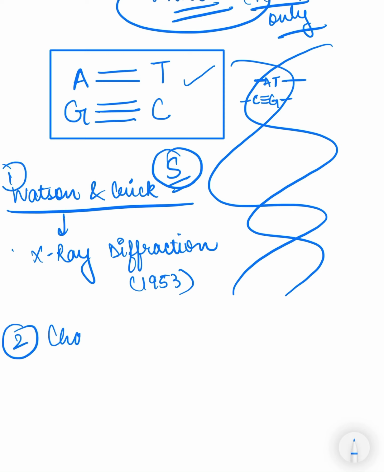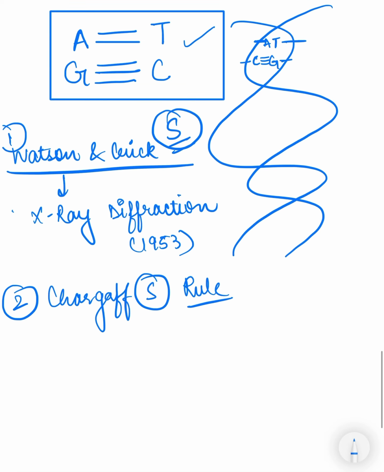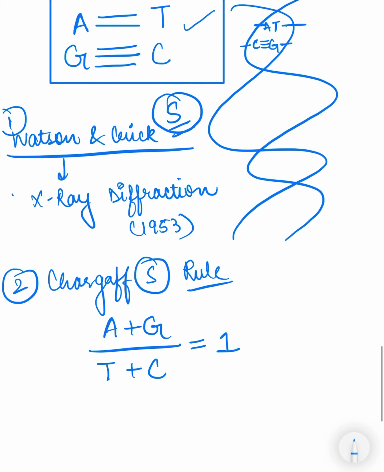Second feature is there was a scientist named Chargaff, who gave us Chargaff's rule. As we have already studied these four bases of DNA, what happened? Adenine plus guanine ratio and thymine plus cytosine ratio shall always be 1. This is what Chargaff's rule stated.